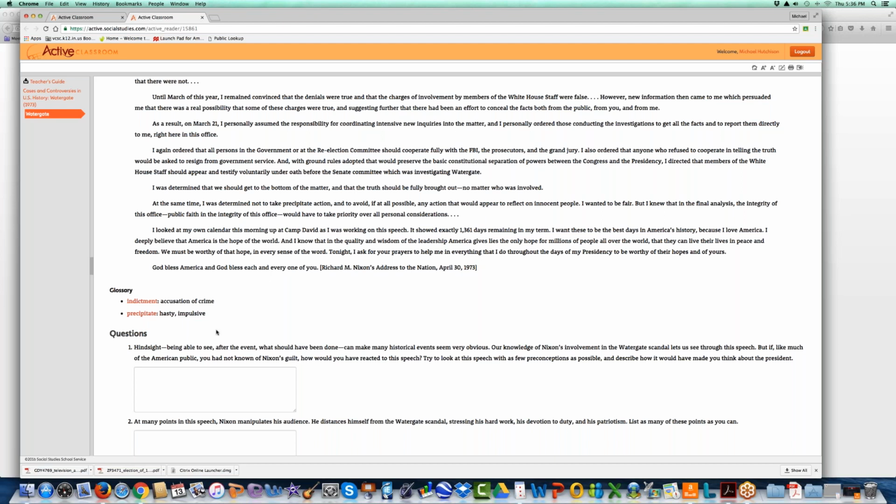So it says, hindsight, being able to see after the event what should have been done, can make many historical events seem obvious. Our knowledge of Nixon's involvement in the Watergate scandal lets us see through this speech. But if, like much of the American public, you had not known of Nixon's guilt, how would you have reacted to this speech? Try to look at this speech with as few preconceptions as possible and describe how it would have made you think about the president.